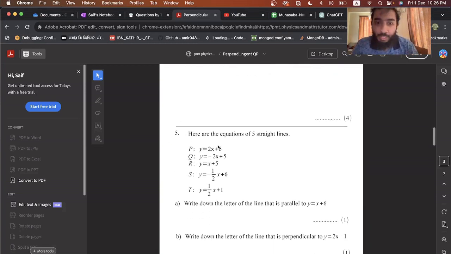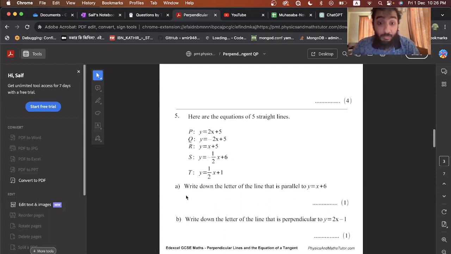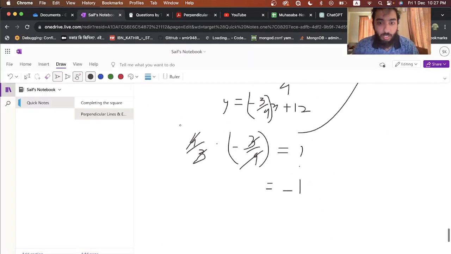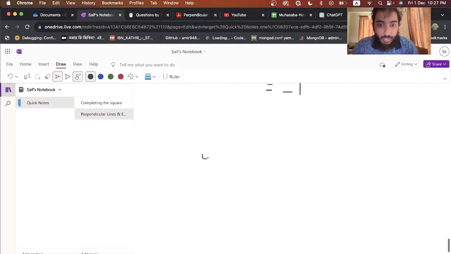If I go to 5, here are the equations of 5 straight lines: P, Q, R, S, T. The first thing I have to do here is write down the letter of the line that is parallel to the equation y equals x plus 6.